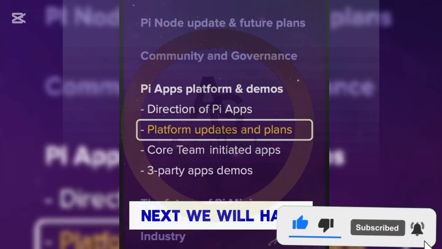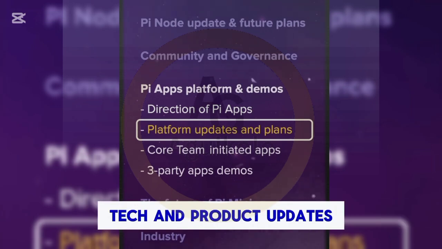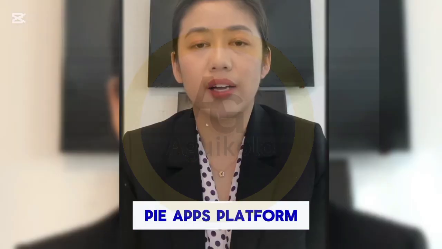Next, we will have one of our core developers for the apps platform present tech and product updates and plans for the Pi apps platform.